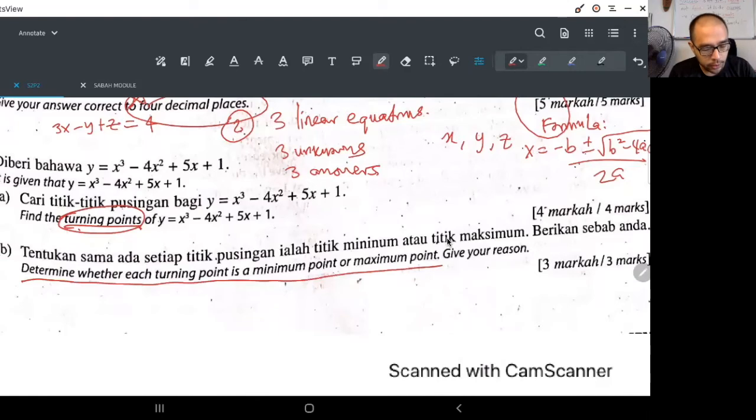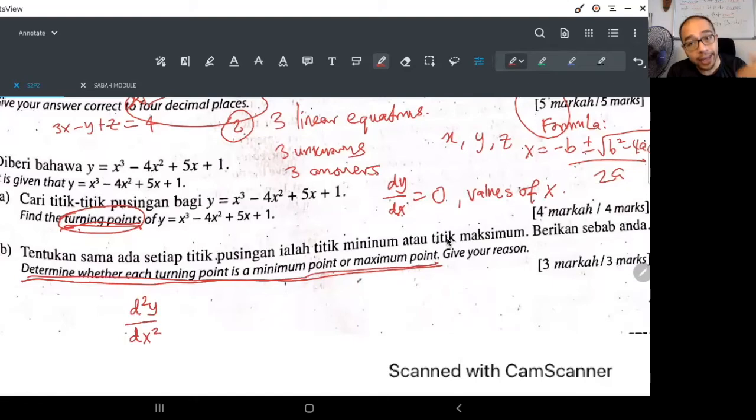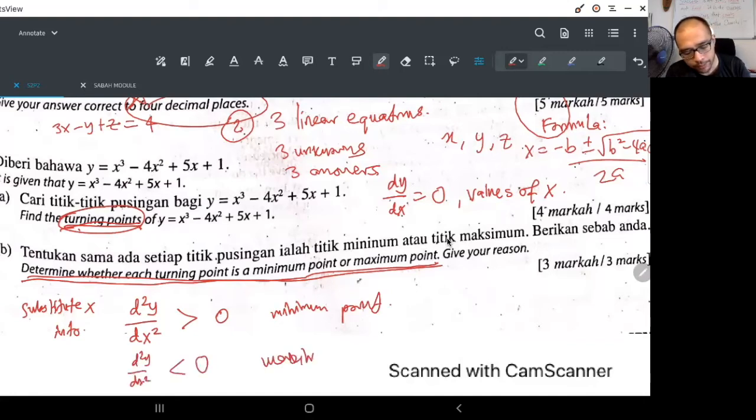First of all, how to determine the turning points? Turning points are determined when dy dx equals 0. You will get the values of x. That's number one. Number two, how do you determine whether it is a minimum point or maximum point? Then you have to consider d2y dx2. You differentiate the second time. Substitute x into d2y dx2, and if you get the answer more than 0, it is a minimum point. If you get d2y dx2 less than 0, it is a maximum point.